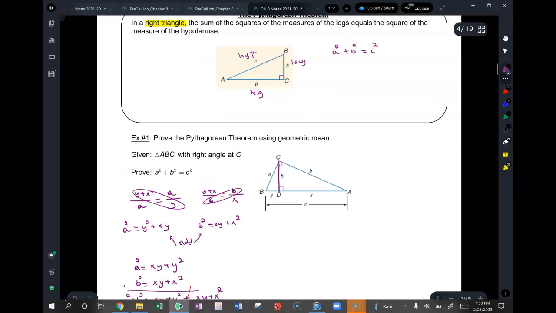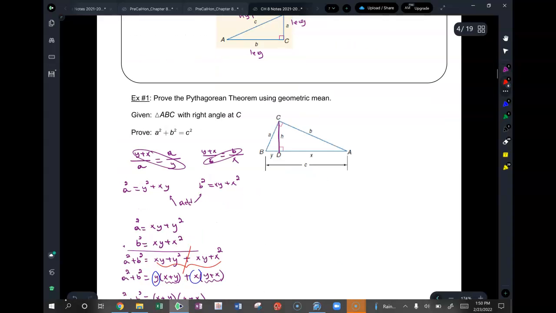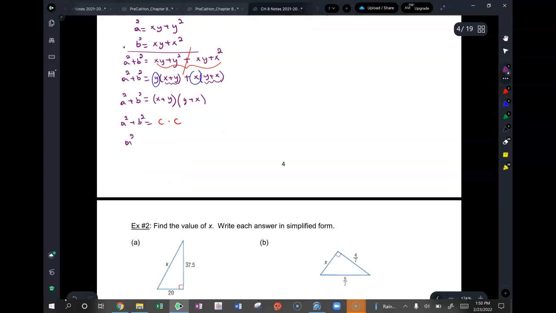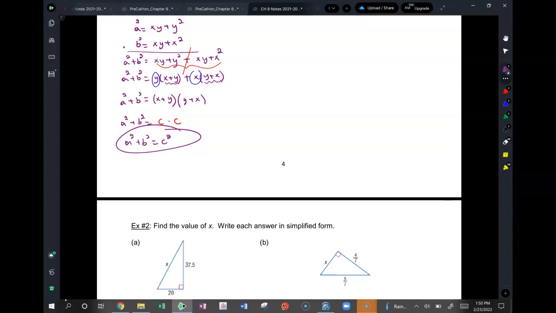Now let's go back to the diagram. How much is x plus y? C. So this is c times c. So finally, a squared plus b squared is equal to what? C squared. Okay? Wow. That was a lot. You just did a proof. You just did a mathematical proof.